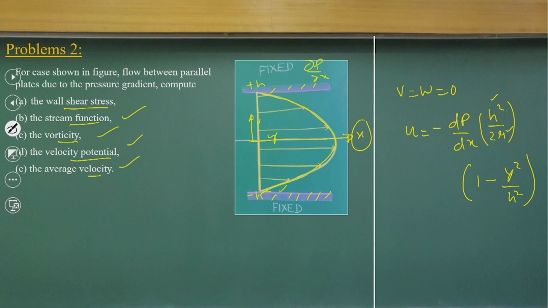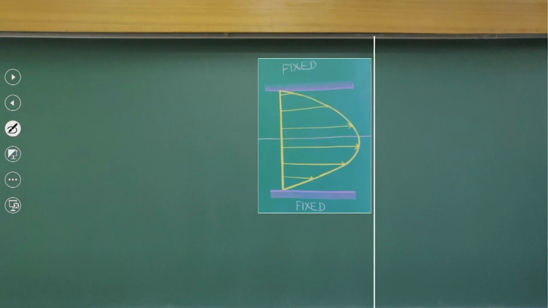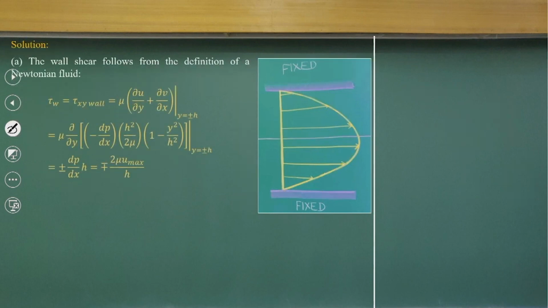You have to know the velocity field first, and it is a function of dp by dx. That means p is varying only in the x direction. If that is so, we can compute this part. Now, I am just substituting the wall shear stress using Newton's law of viscosity. We can get tau x y at the wall.